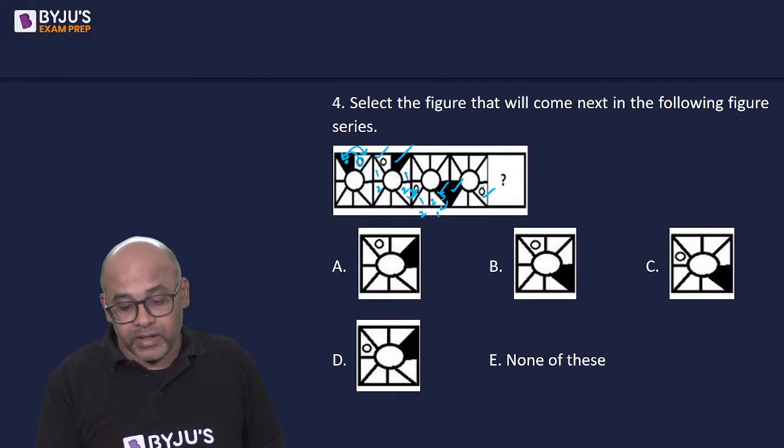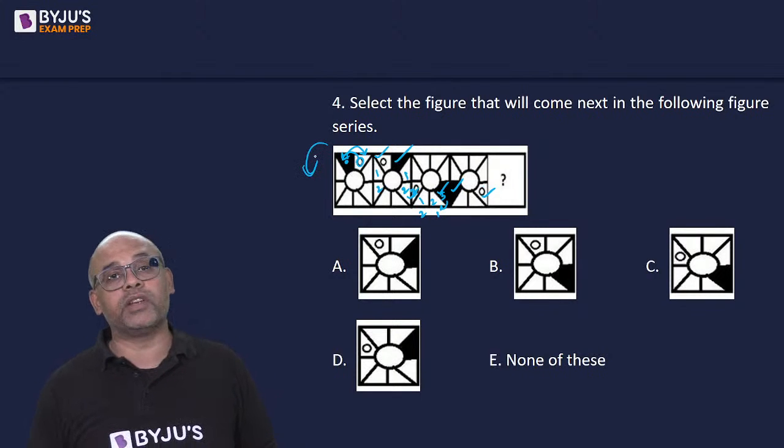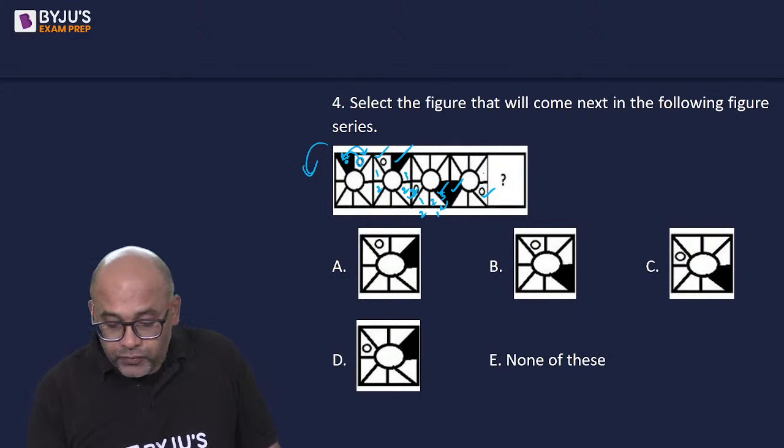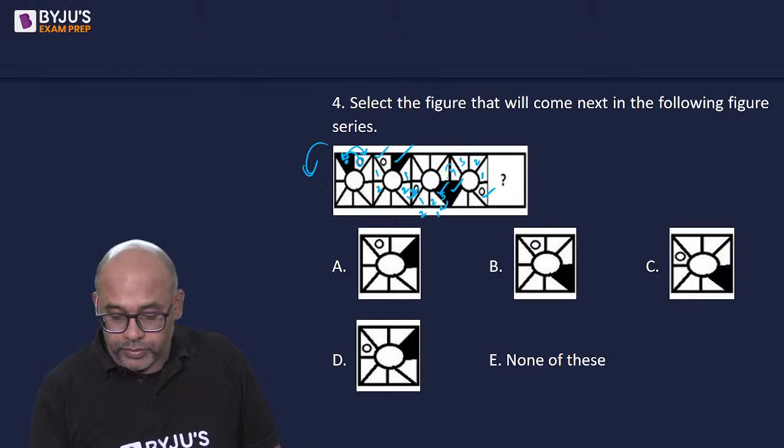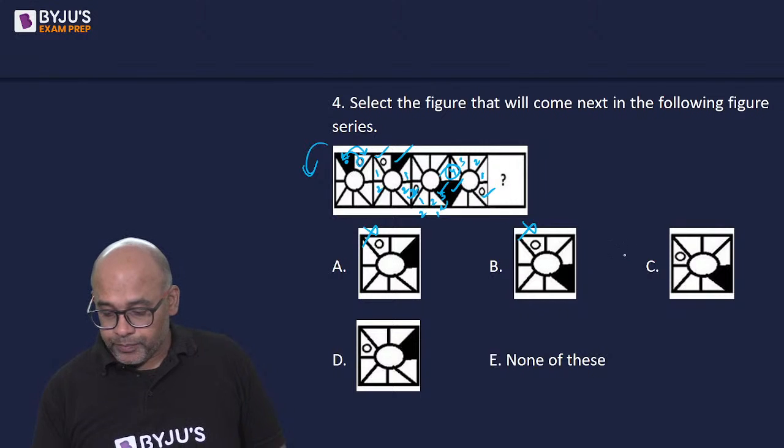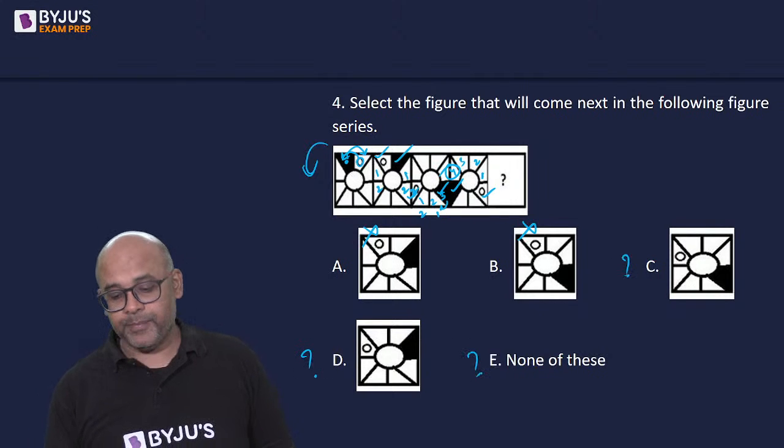Which direction is the circle moving? The circle was moving in the counterclockwise direction. So counterclockwise direction 4 steps. 1, 2, 3, 4. So this is not correct. Maybe C, maybe D, maybe E.